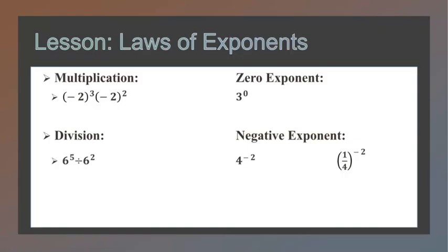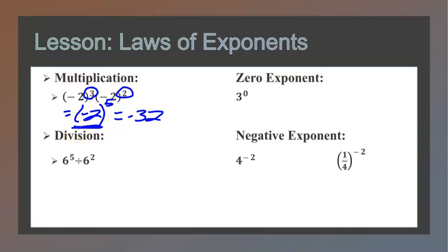So let's take a look at some examples. Here we're using the laws of exponents, so we're multiplying. The bases are the same, so I take my exponents of 3 and 2 and add them together, and this is going to give us negative 2 to the 5th power. If we were to simplify that further, put it in standard form, negative 2 to the 5th power would give us negative 32. But for right now, we just need to put it in exponential form, which would be negative 2 to the 5th power.